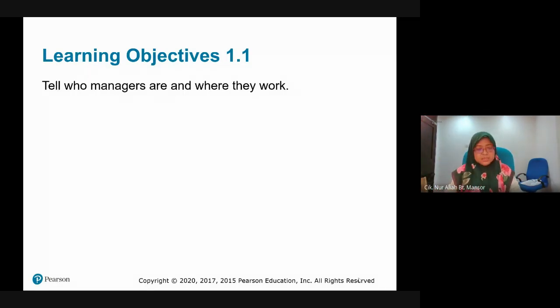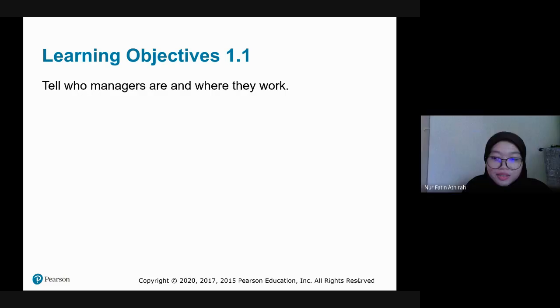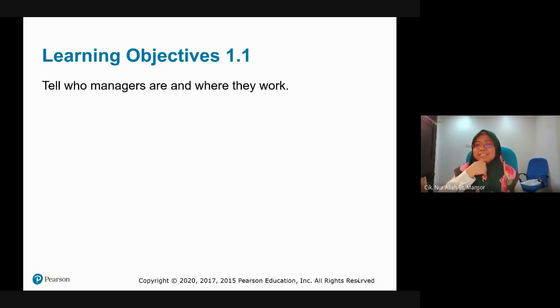Alright, so who are managers and where they work. Okay, so mungkin you sendiri pun pernah kerja, you also already work before. Okay, so who do you think make a better managers? Yang tua ke yang muda? Who do you think? Rasa-rasa lah. Yang muda. Okay, ada yang bos muda, alright. Yang tua, alright, okay.